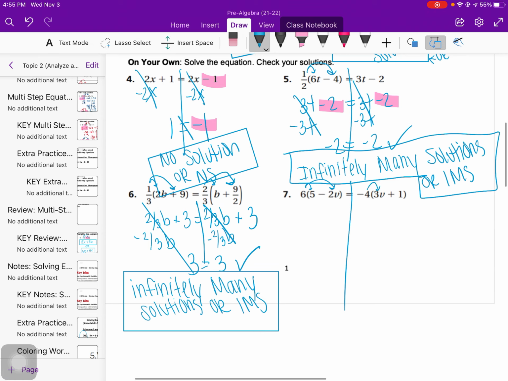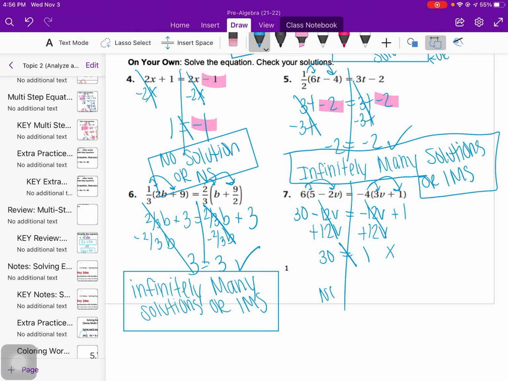I'm gonna do this next one, double distribute. I'm gonna go ahead and bring over this 12v, that gets 0. This also is 0. I have 30 equals 1. That is a false statement. So that is not true. You don't have to write that X, but that is no solution, or NS.